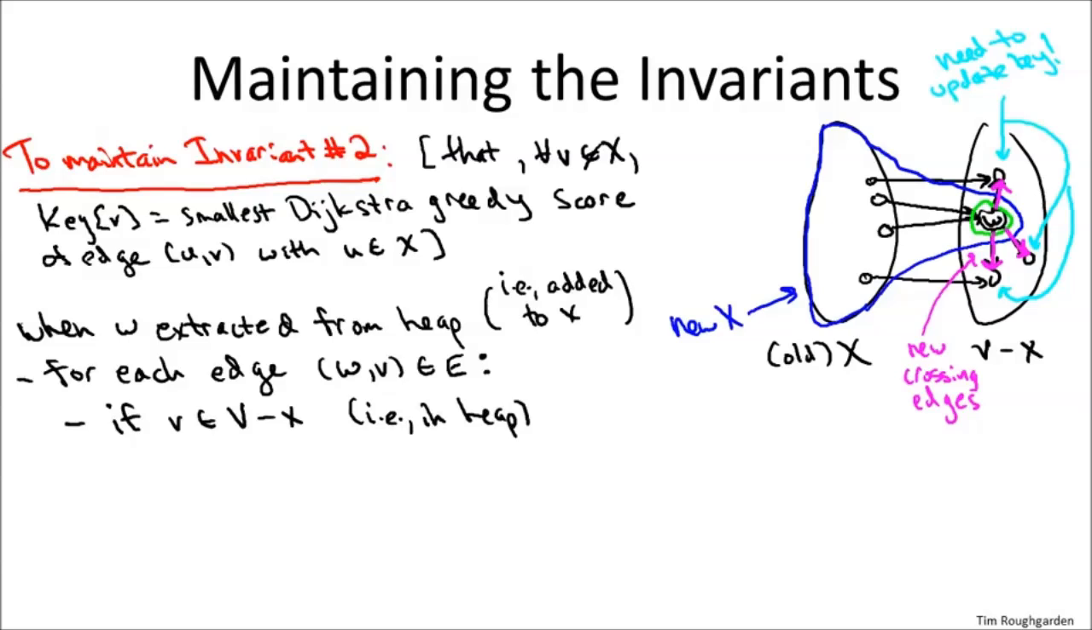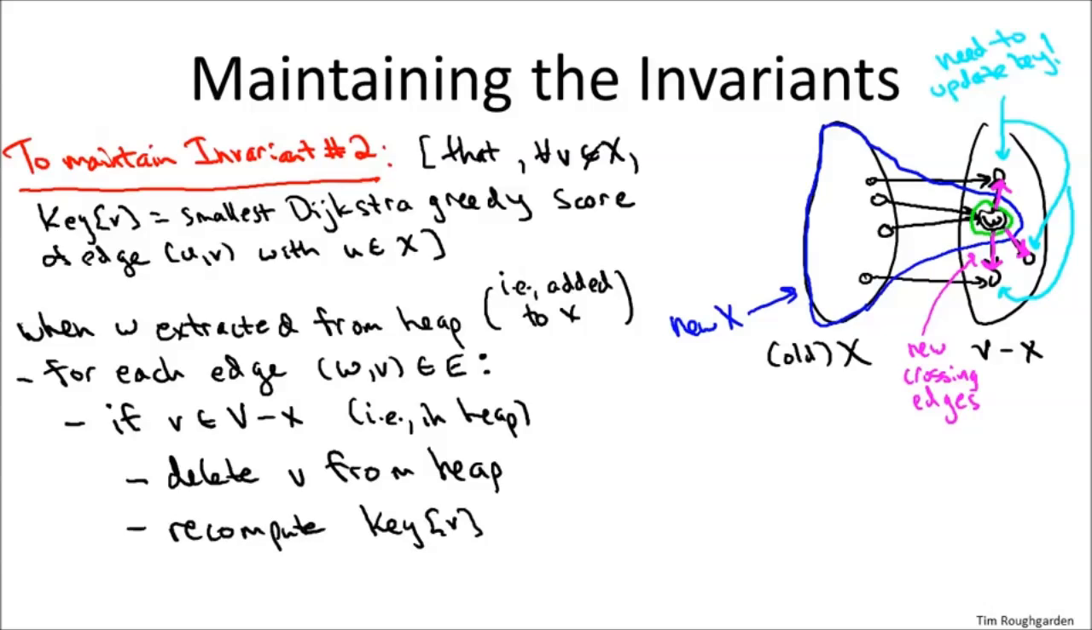As an additional optimization, I want to point out that if one of these vertices V's key does change, it can only change in one way. So remember, what is the key? The key is the smallest greedy Dijkstra score of all of the edges that start in X and stick into this vertex. So that's the local first round tournament happening at this vertex V. Now the only thing which has changed before and after we added this vertex W to X is that now one new edge is sticking into this vertex V. All of the old edges sticking into it from X are still sticking into it, and now there's one extra candidate in its local tournament, namely this edge WV.